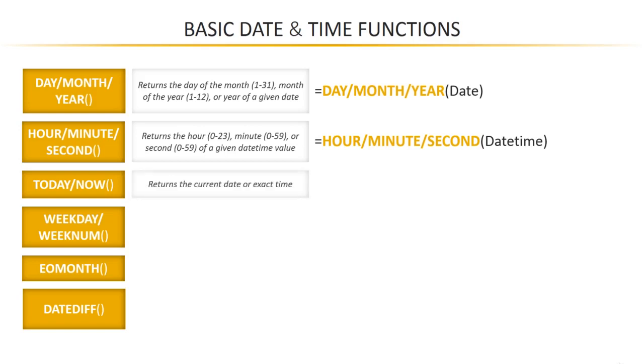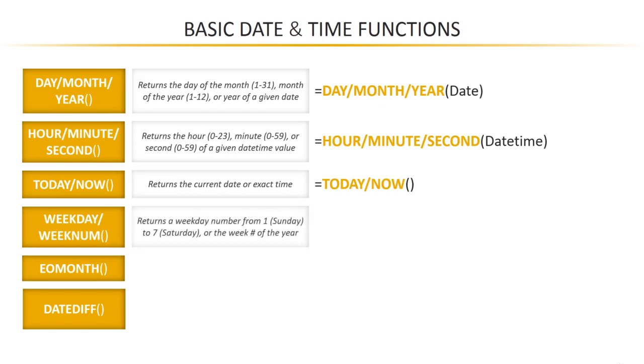Now today and now, those are volatile functions, which means that they update or refresh every time there's a workbook change, and those two functions return the current date or the current exact time, respectively. Syntax-wise, literally could not be simpler. This function doesn't even take a single argument. You literally open and close the parentheses, and you're all set.